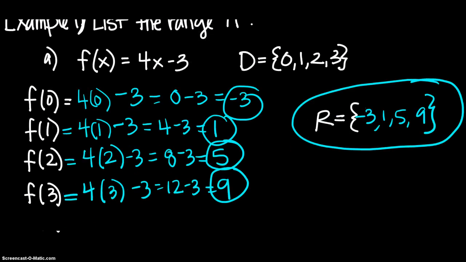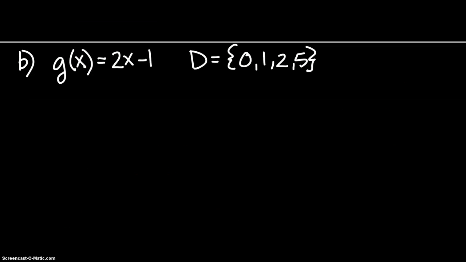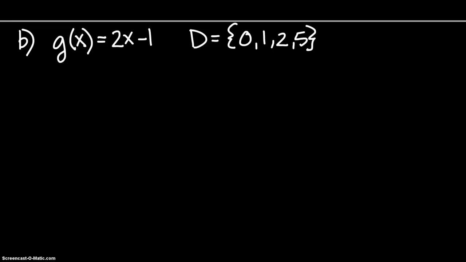All right, so let's try another one, because they do get more complicated. However, this one is just another example. Notice this one is g of x. It's the same thing as f of x. It's just using a different letter. So again, we're going to do the same thing. This is what we're given: we're given the function, and we're given the domain. We're finding the range. So we're going to do the same thing as last time.